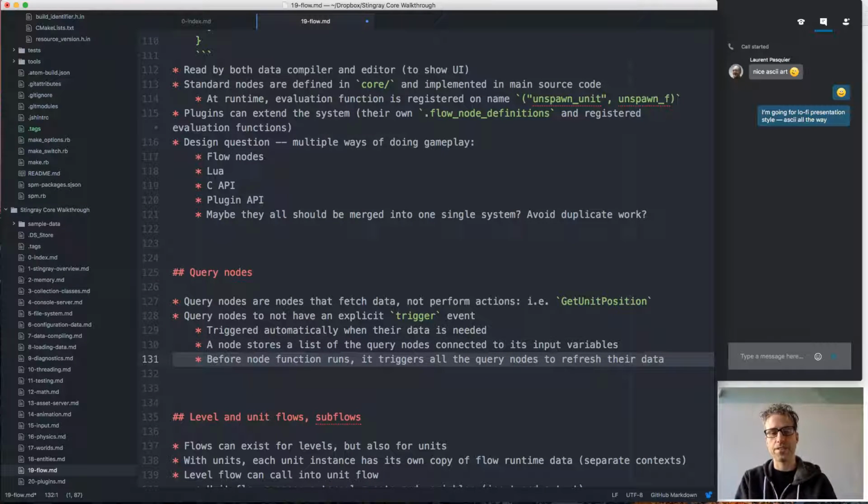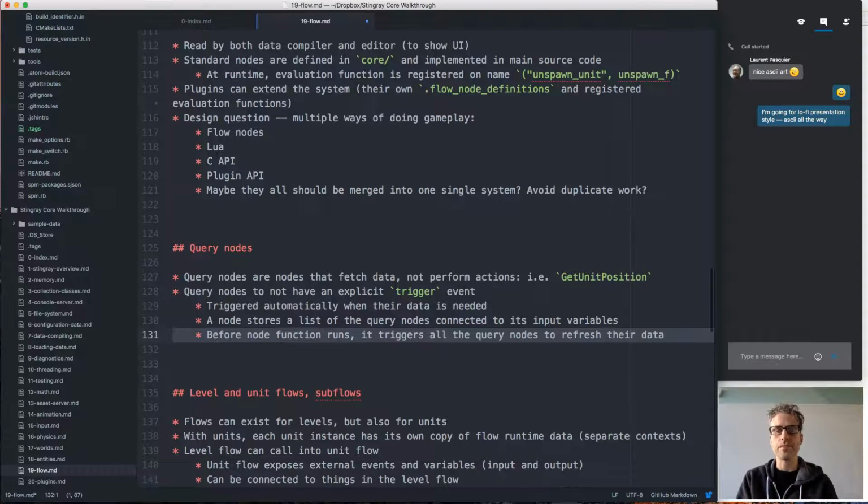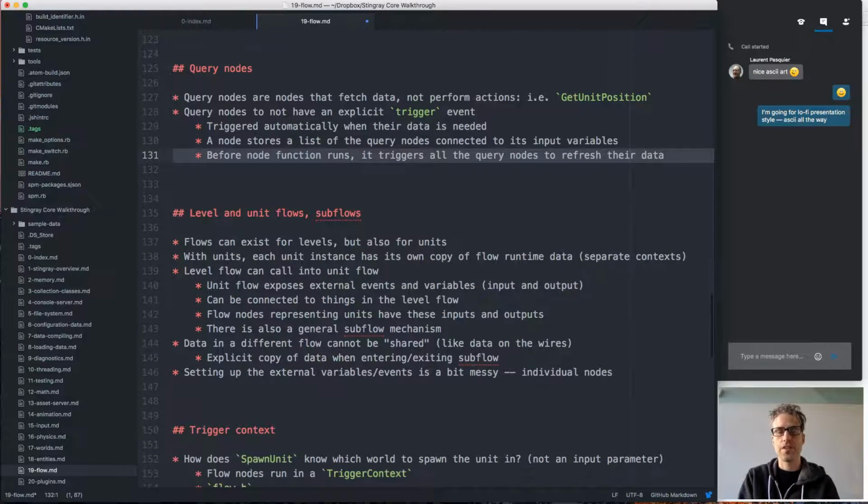So before the node runs, it triggers all these query nodes. So if we had a get unit position node connected, we would trigger that node. That node would evaluate, write the current unit position onto the wire, and then we could read back that information from the wire when running our node. So this is a simplification for situations where a node represents some data that is dynamically changing and not an action that is triggered by an event.